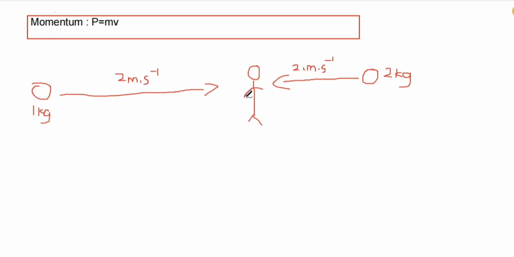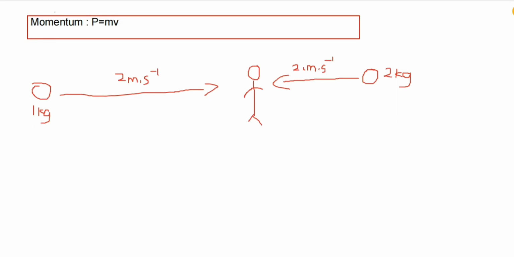Just from being alive, which one of these objects do you think will cause the most damage to this person over here? Do you think it's the heavier one or the lighter one? Well, just from being alive, you know that heavier objects cause more damage. So if you had to choose between getting hit by this object and this object, most people would choose this object because it has less momentum, right?